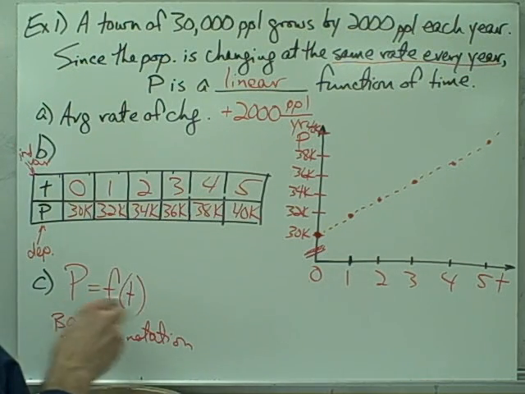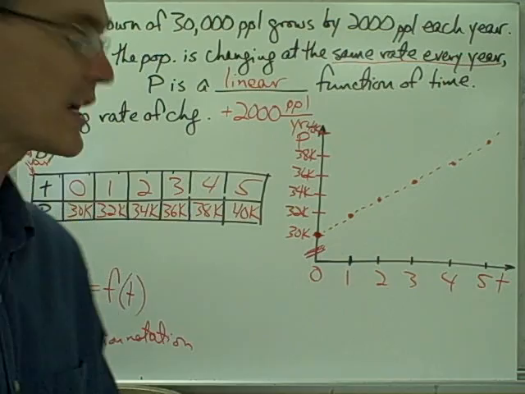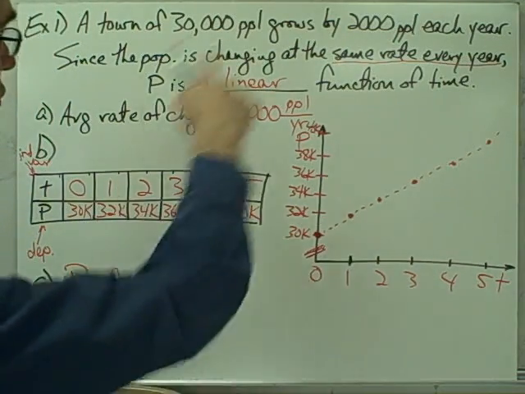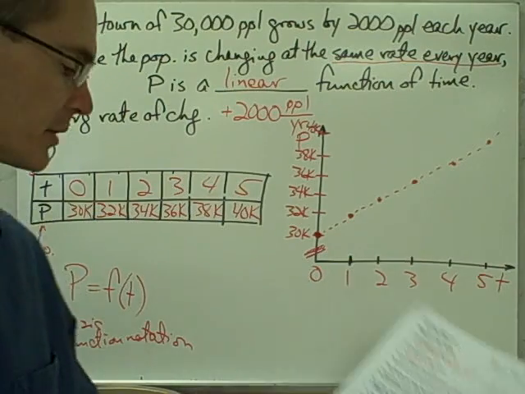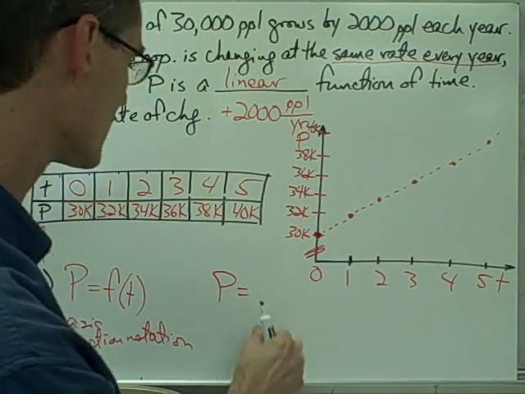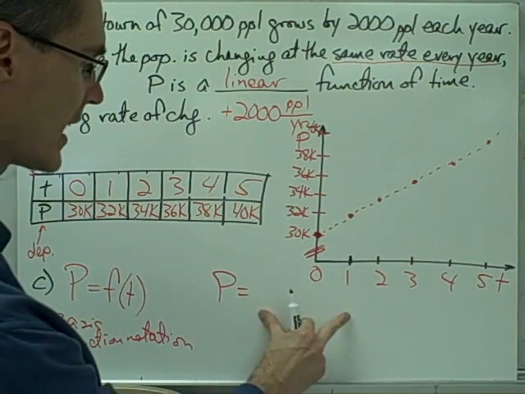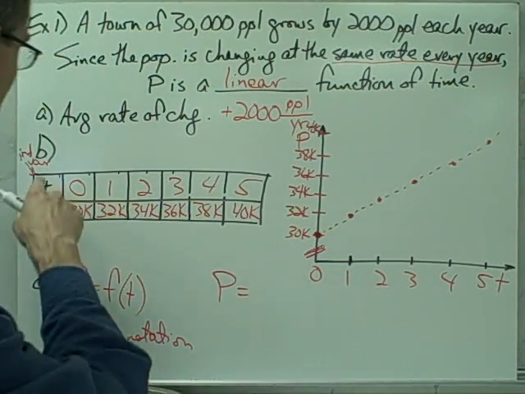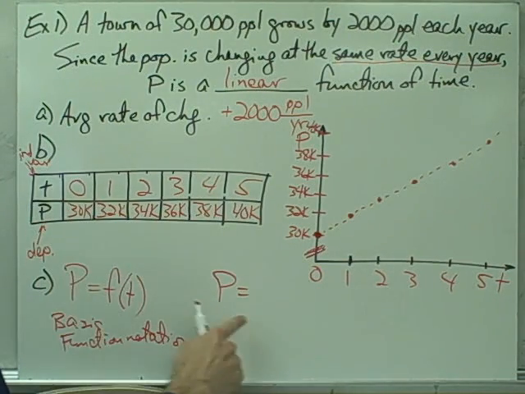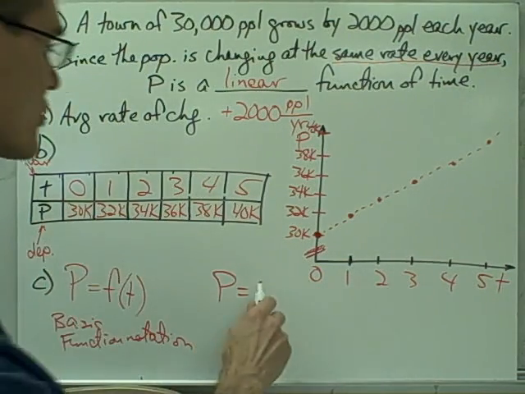Well, I don't just want function notation, I want an actual equation, which means I'm going to need some actual numbers here that describe this function, that describe this relationship of the town's population over time. So I want to say my population is going to equal something, and it's going to be a function of time, so t is going to show up as a variable in my equation.